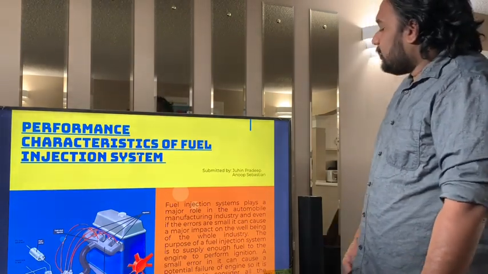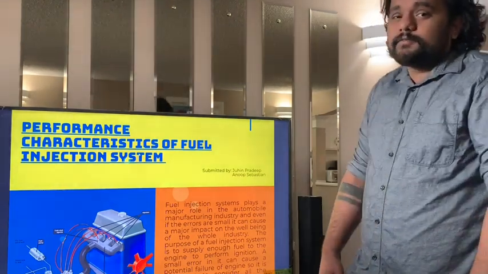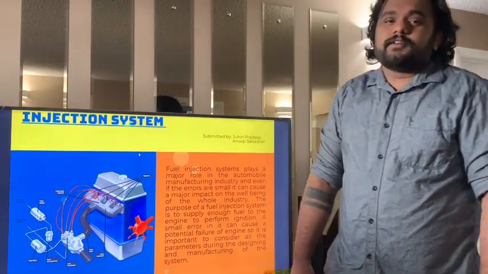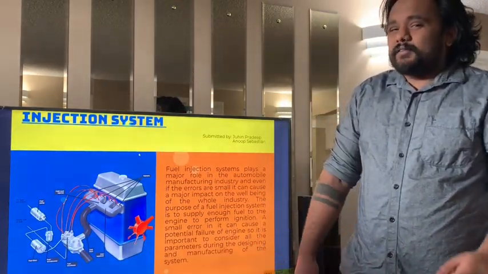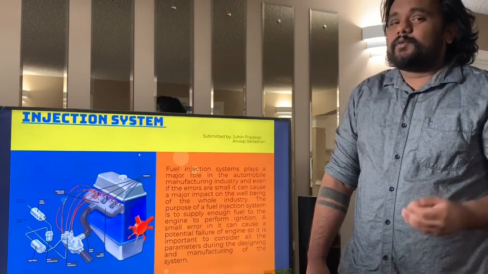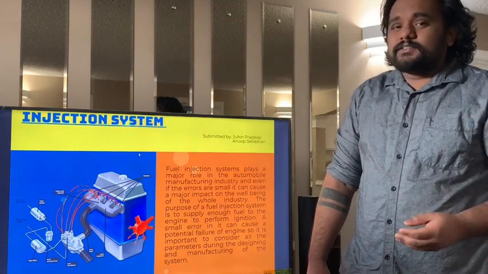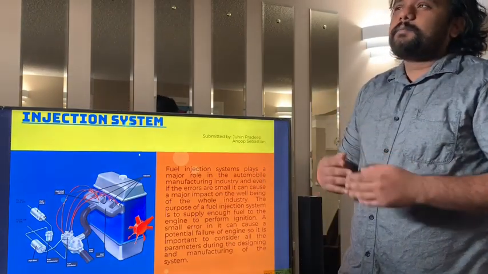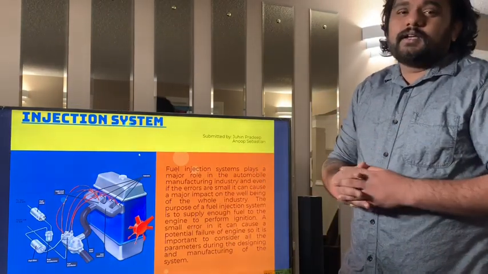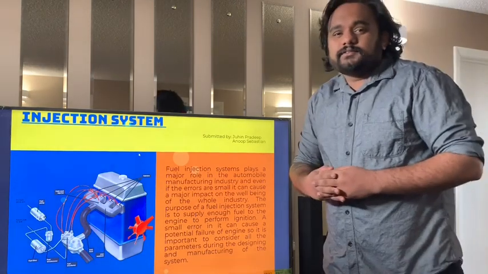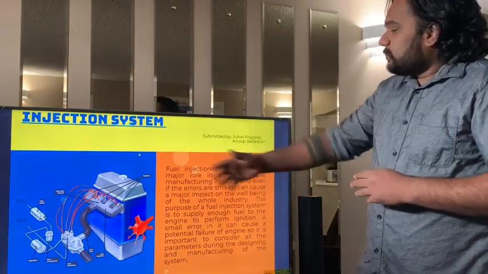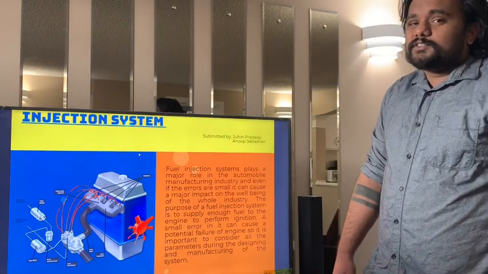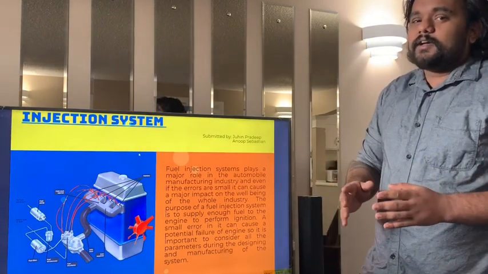Moving on, so fuel injector. Fuel injection systems play an important role in the present-day automobile industry, and a small error can cause potential damage to the whole system, like the engine. So the parameters we have to consider are mainly the design characteristics. As you can see on the side, we have an illustration of the fuel injection system to get a good idea about the system.